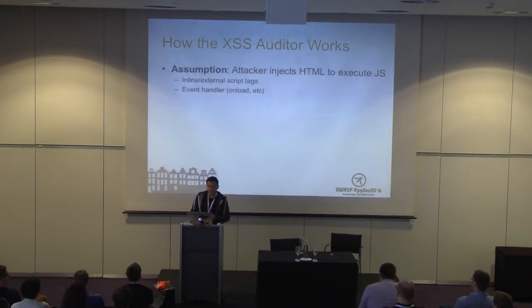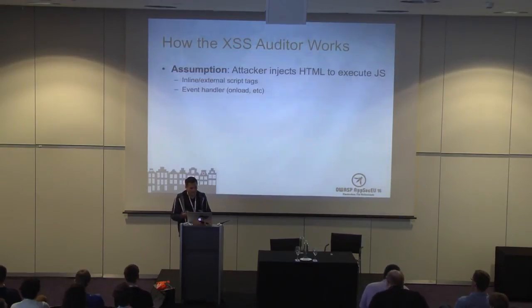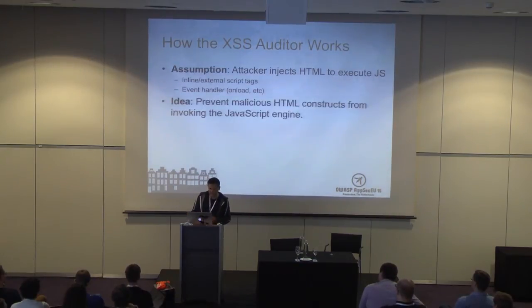The main assumption that the auditor makes is that an attacker always injects HTML code to execute JavaScript. For example, the attacker uses a script tag, as we've just seen in the example, or he uses an event handler, such as onload or onclick, to execute arbitrary JavaScript. The idea of the auditor is basically to prevent malicious HTML constructs from invoking the JavaScript engine. A malicious HTML construct is something that was injected, so was contained in the request that was sent to the web application.